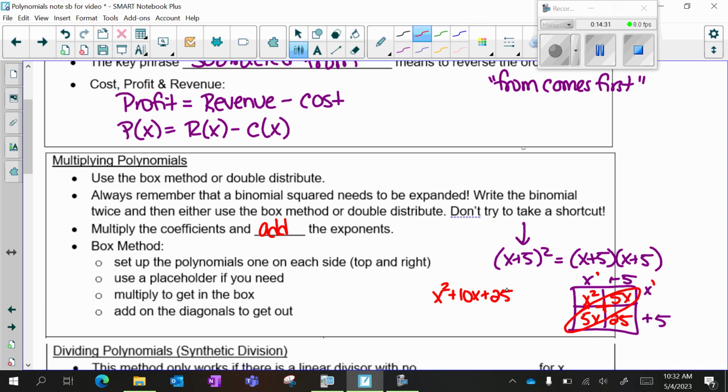When you're using the box method, please remember that you must use a placeholder if needed. So for example, this works with division as well, which we're going to do in a second. If it was something like 3x squared plus 7, we would need to do 3x squared plus 0x plus 7.